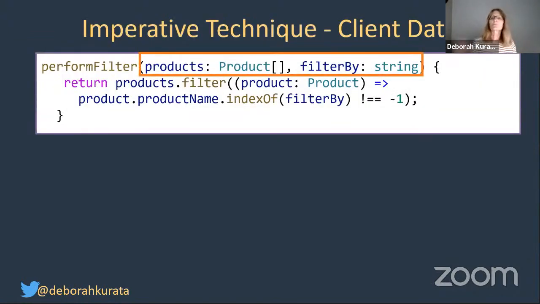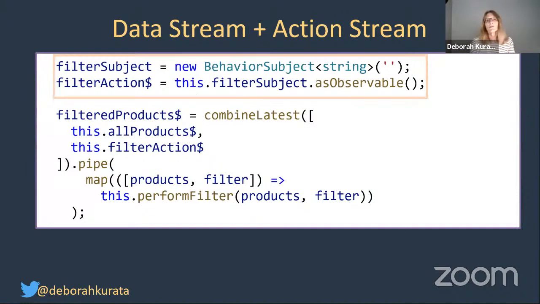Well, if you are going to pre-get the data, which you would do if you have a small amount of data, say you only have the ordered products or the current out-of-stock products or some subset, not thousands and thousands of products, then you might pull the products down and then do the filtering and paging on the client. So if you're going to do it this way, and using the imperative technique, you would have a function, right? And you would pass in the products and the filter by and then write your code to do the filtering. Using a data stream and an action stream, your data stream again would be your products. You would have an action stream for your filter subject and filter action.